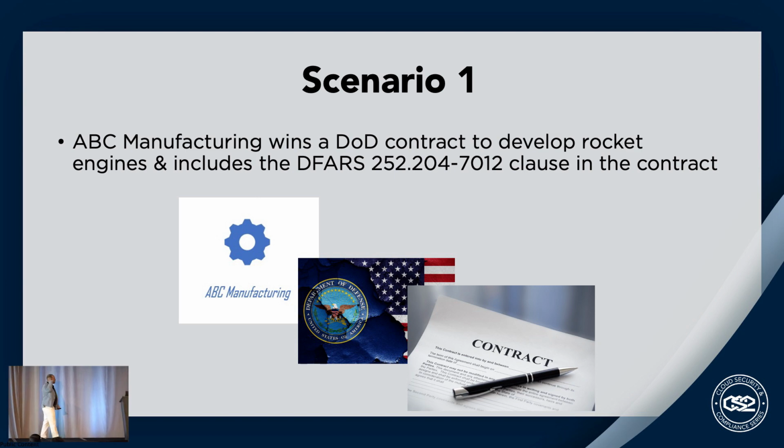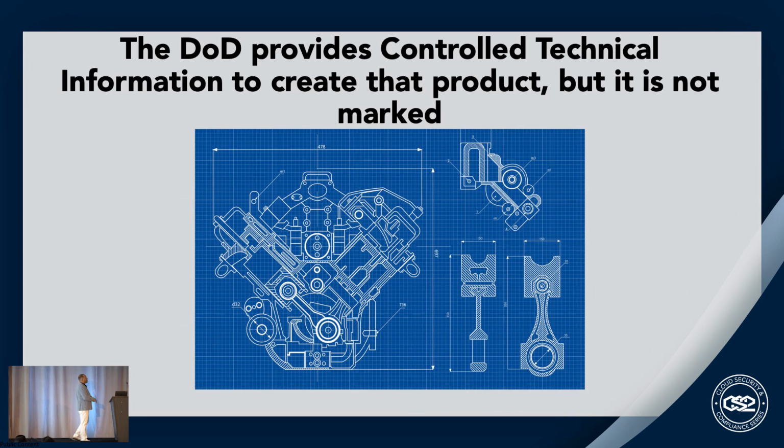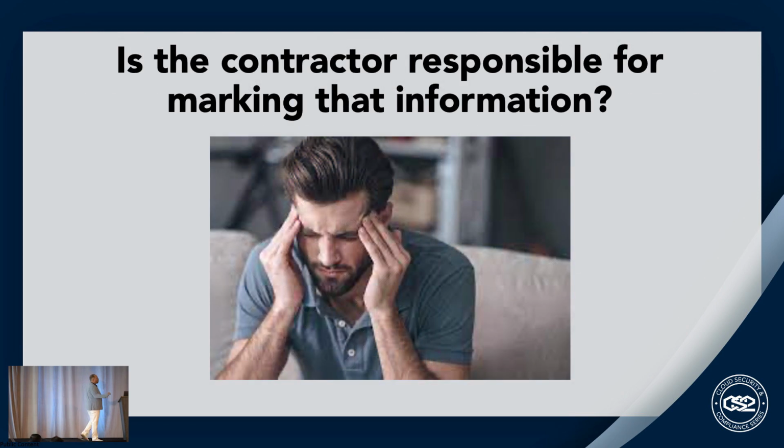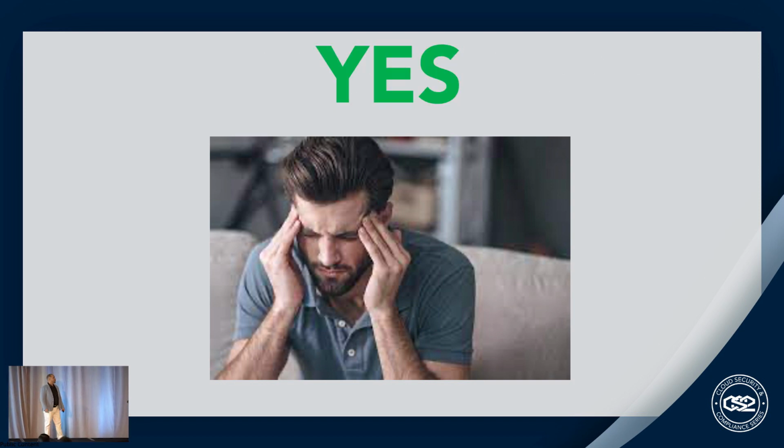All right, so I always like to do these little scenarios to kind of help people put themselves in the shoes of where they are in the defense industrial base. So I want you guys to picture yourselves as ABC Manufacturing. You win a DoD contract to develop rocket engines, and the DoD puts the DFARS 7012 clause within your contract. The DoD then provides you with drawings that fall under controlled technical information to help create that product, but it is not marked. Are you, as a contractor, responsible for marking that information? Yes. And the answer is yes, as we stated, right? In that 32 CFR Part 2002 under the marking, simply because it lacks the CUI marking does not exempt you from abiding by the handling requirements.